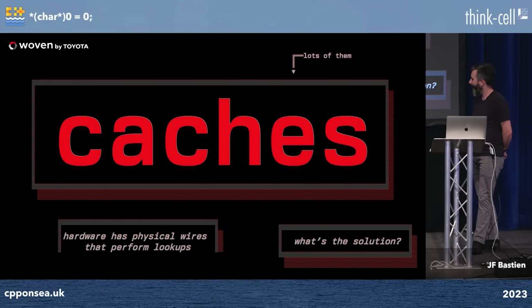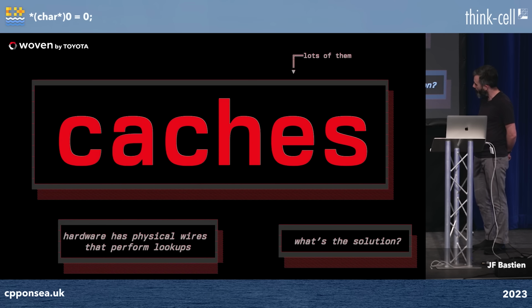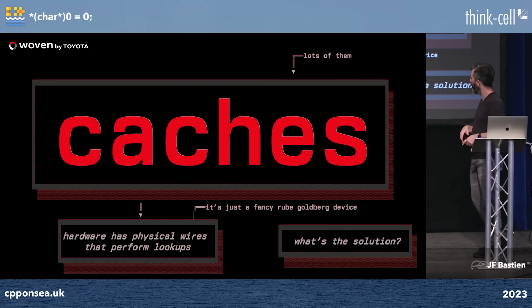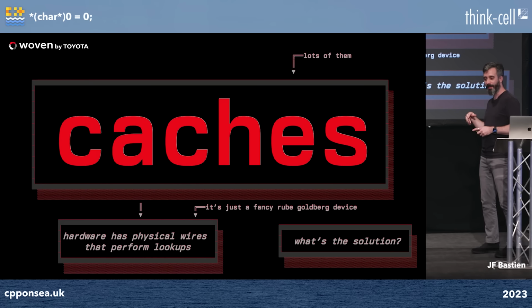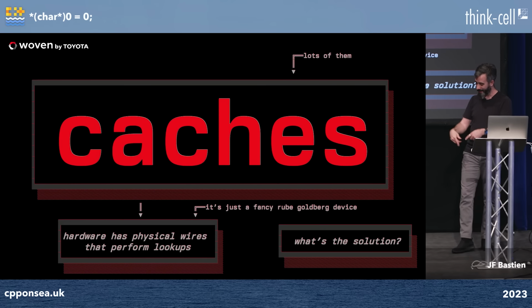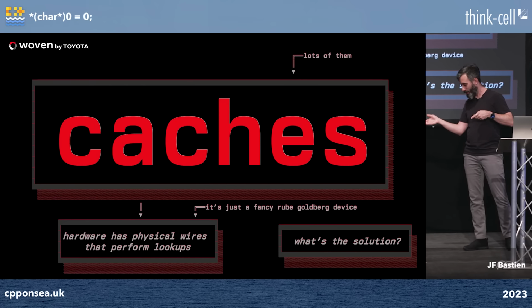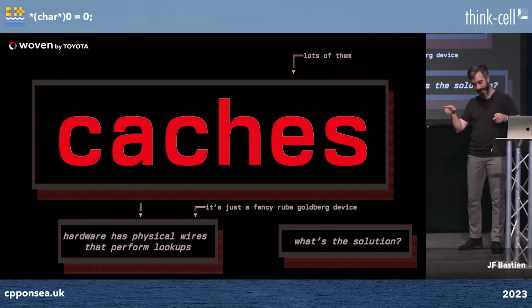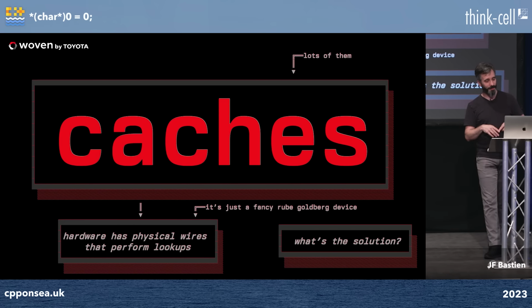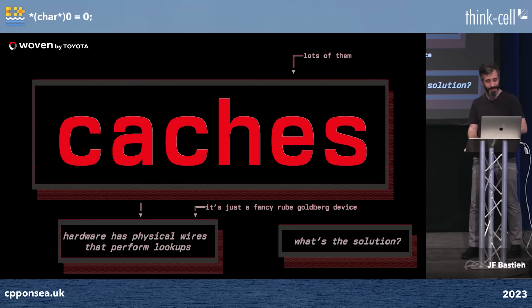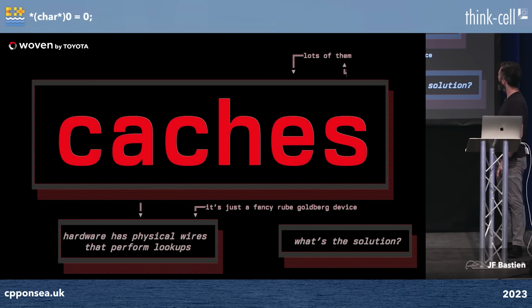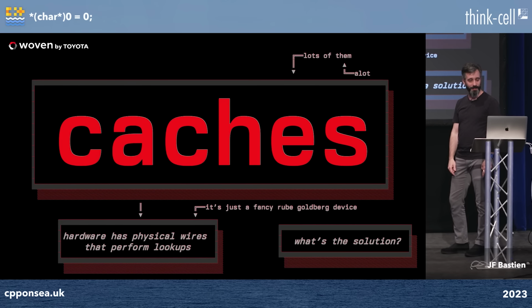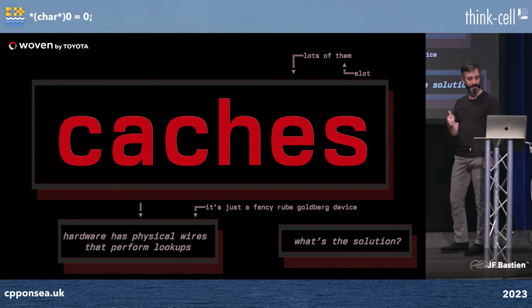Yeah, so hardware has physical wires that perform some lookups, right? The caches are kind of all these cool little things that have wires. And it's kind of a fancy Rube Goldberg device. When you look at hardware, you think it's digital, but it's actually analog, and the signal kind of settles over time, and it looks digital, and they propagate. It's really cool. There's a lot of them. Yeah, awesome. This is how everything works.